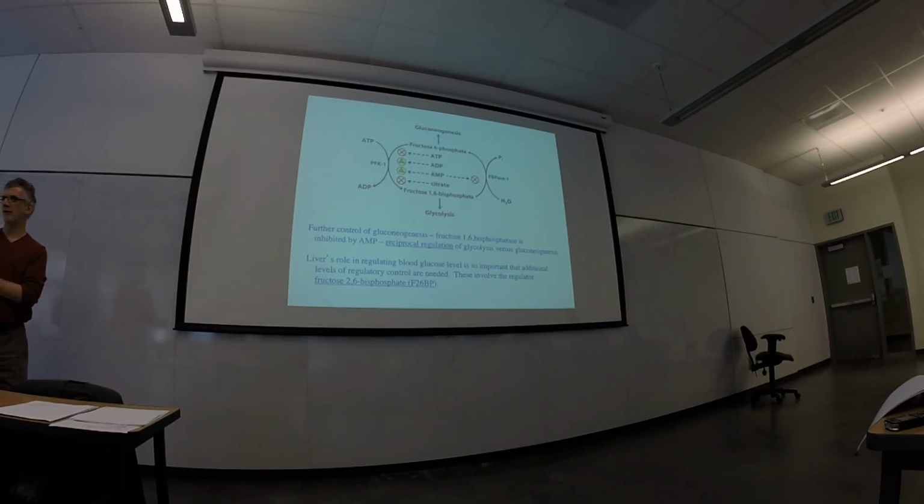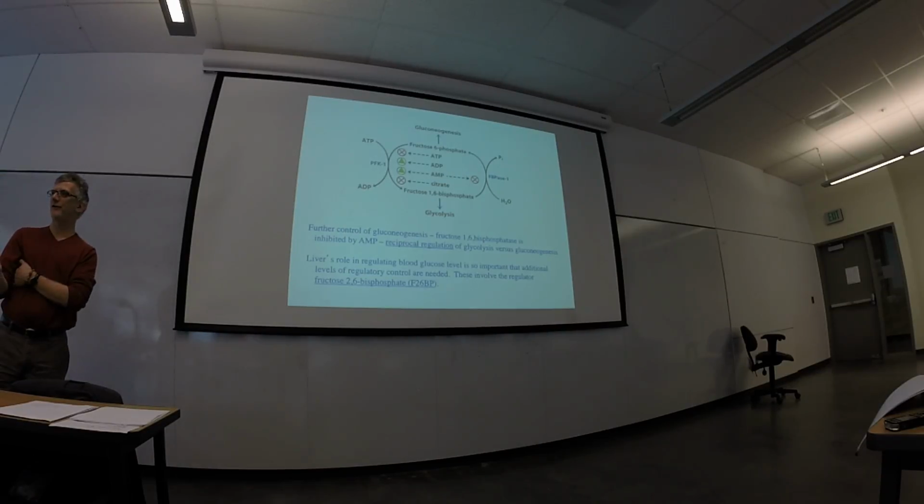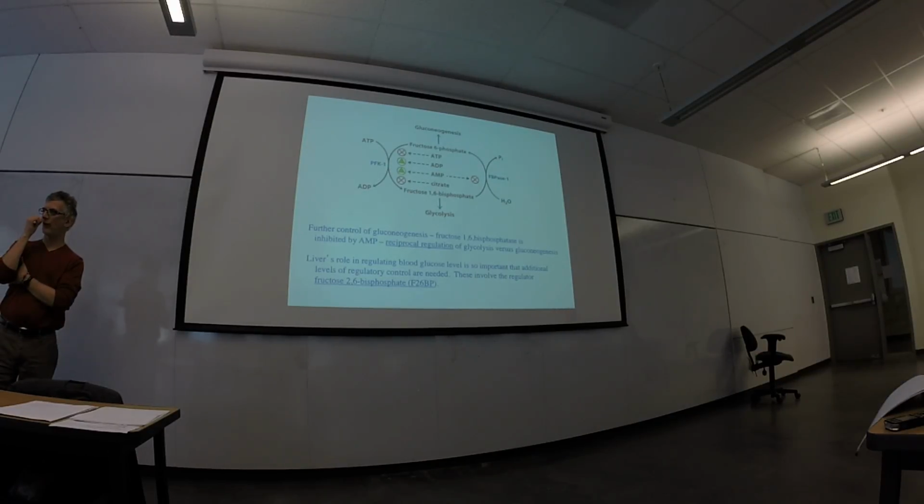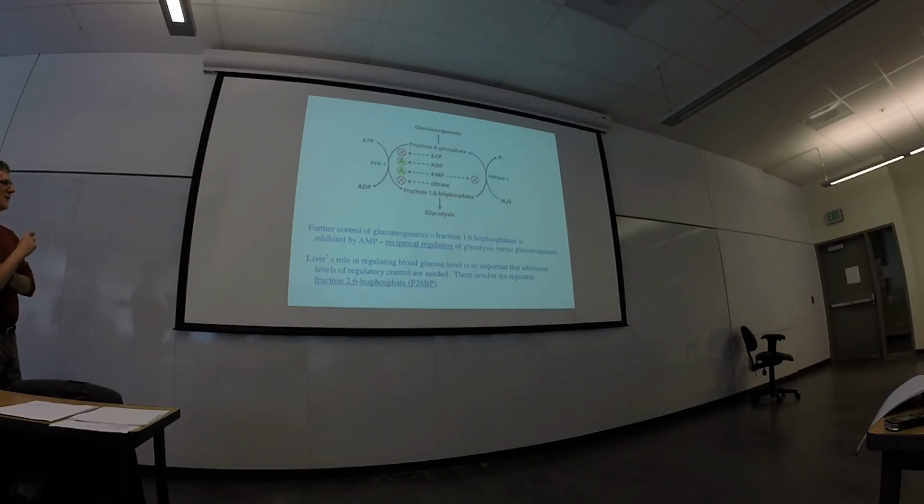And recall that AMP is uniquely suited to do that because small changes in its concentration have large percentage effects on the concentration in the cell. So small changes in absolute concentration of AMP, because its level is low in the cell, have large percentage effects on how much there is. And so it moves you up and down the concentration curve much more strongly. Okay. So this additional level of regulatory control involves this F26BP.